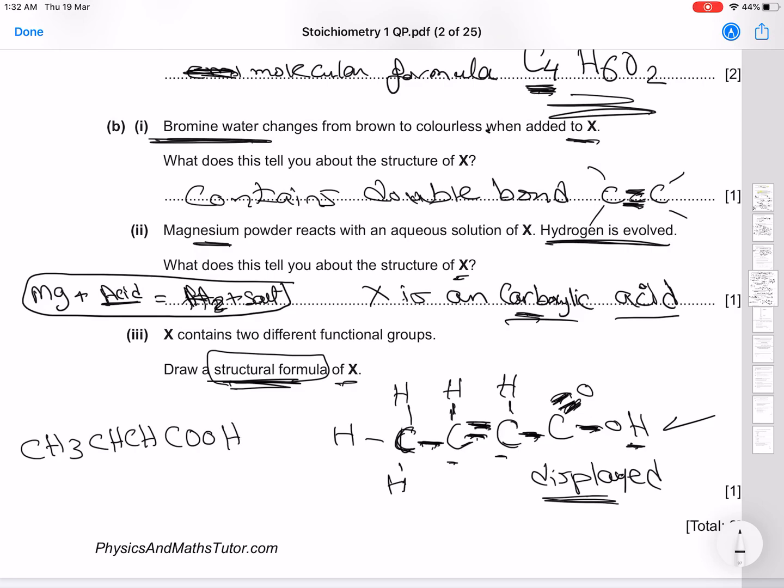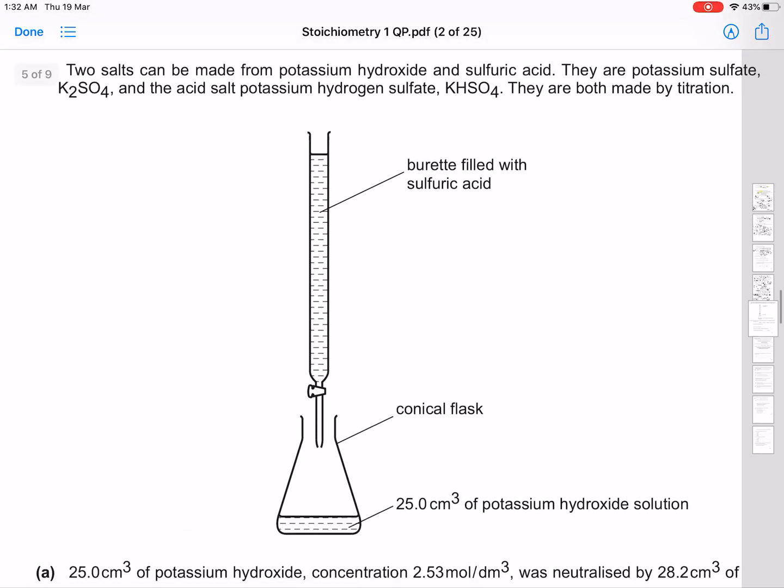Okay. I'm hearing someone asking, how should I show the double bond over there? You can write it like this, CH3, then CH, double bond, CH, COOH. You can do that, or you can do that. Both are correct. All right. Now let's move to question 4.